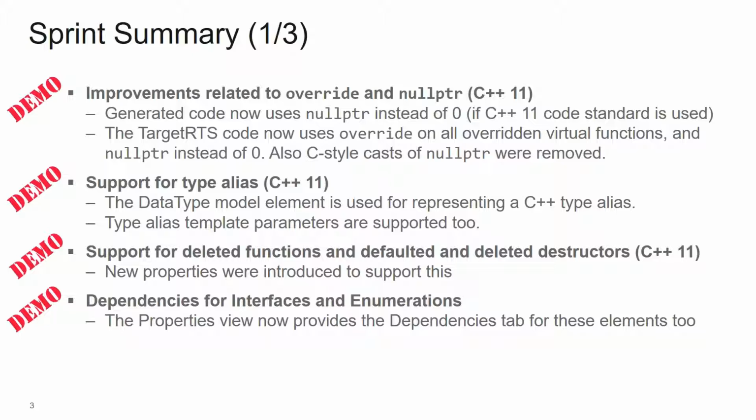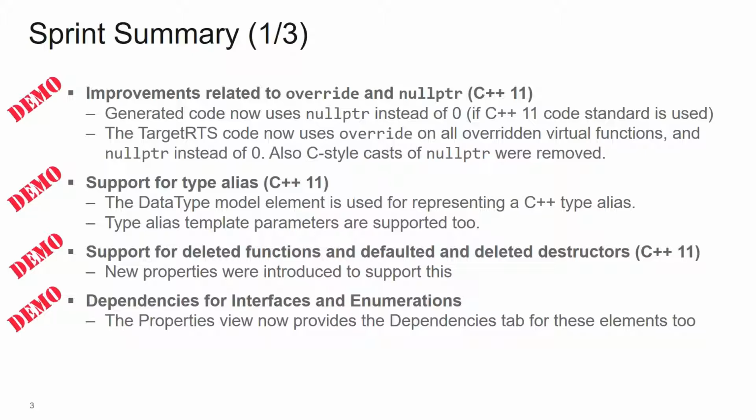In this sprint, we have introduced the override keyword and the null pointer constant in many places, both in generated code and in the target RTist. And we have this preference to decide if the C++11 standard should be used, and we use that preference to control this also. Also, when removing these zeros that previously represented nulls and using null pointer, we also got rid of lots of C-style casts that could cause warnings when using some static analysis tools.